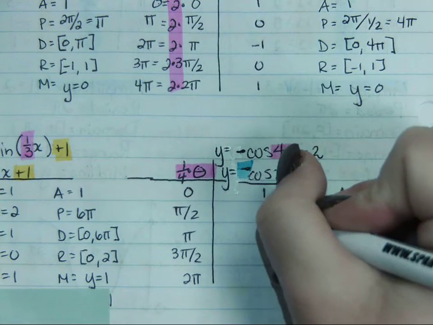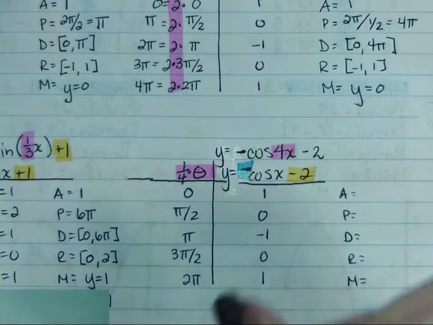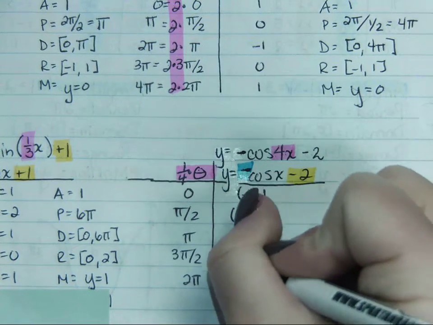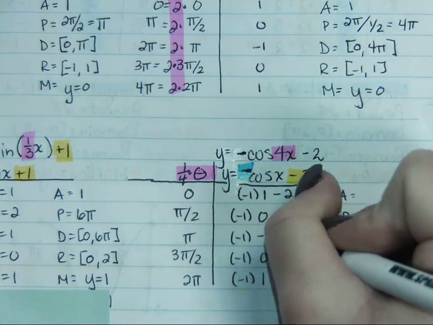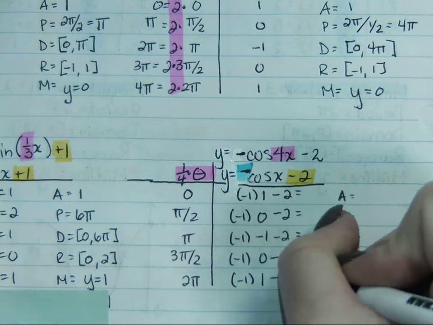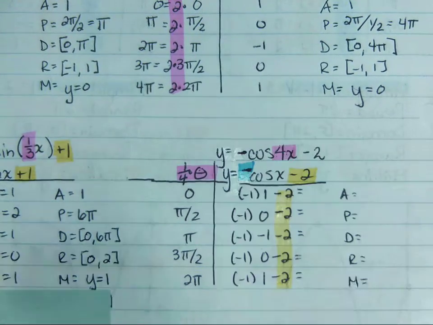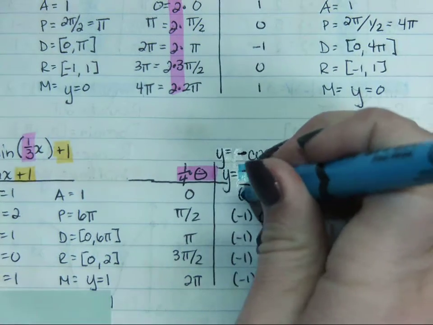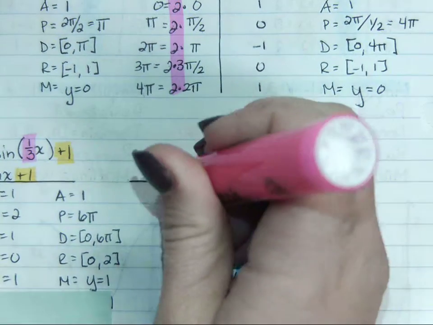And then my normal cosine values, I'm going to have to multiply them all by a -1. And then when I'm done with that, I'm going to subtract 2. And that will give me my amplitude adjustment and my vertical adjustment as well. So these ones that I'm highlighting are the change that's happening. I'm going to do the same thing here.